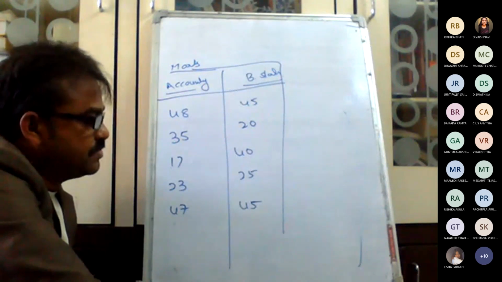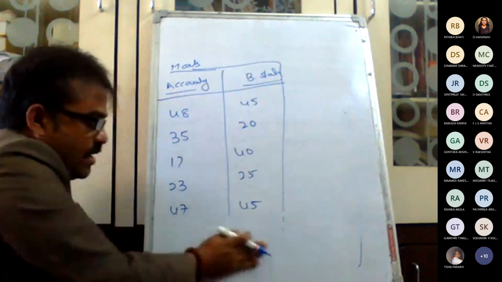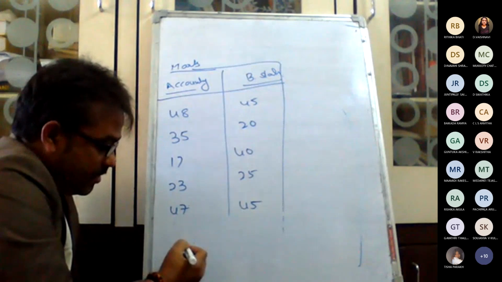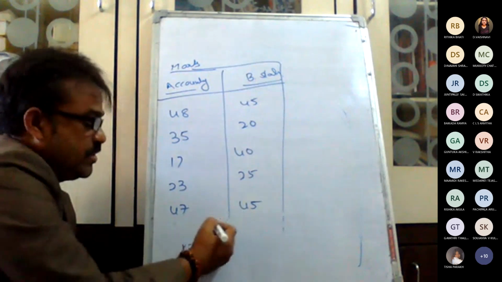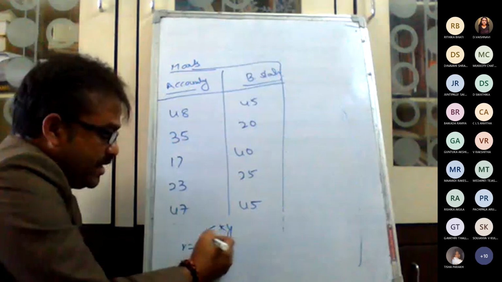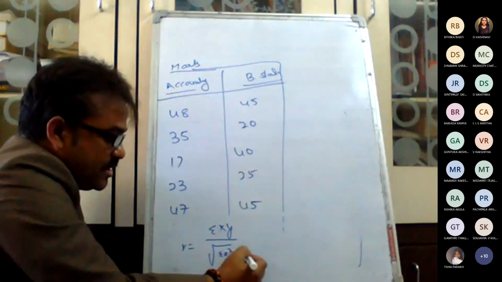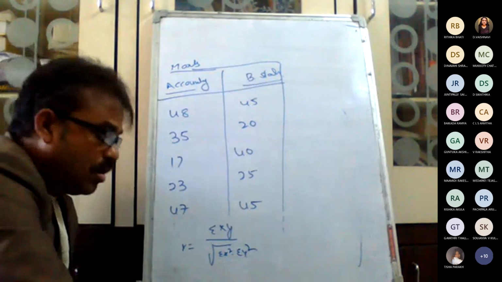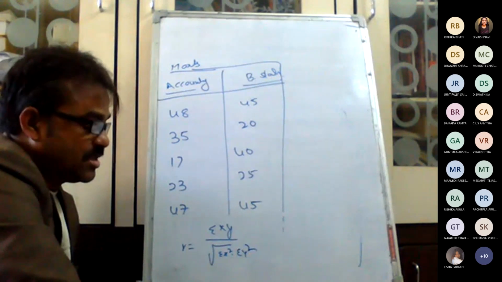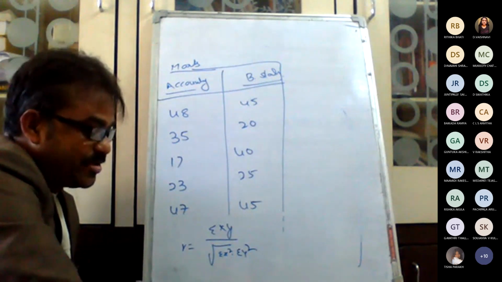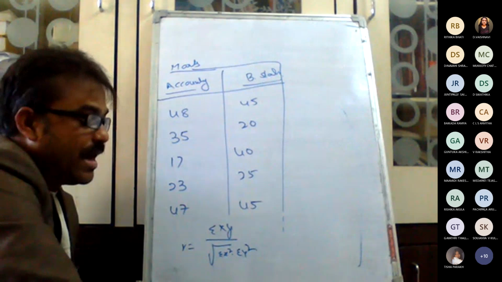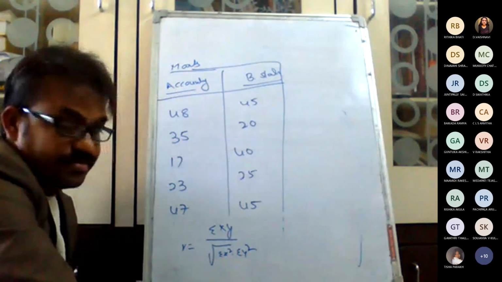Please note down the formula now. Correlation is equal to sigma xy divided by root of sigma x square into sigma y square, or sigma xy divided by n into standard deviation of x and standard deviation of y.